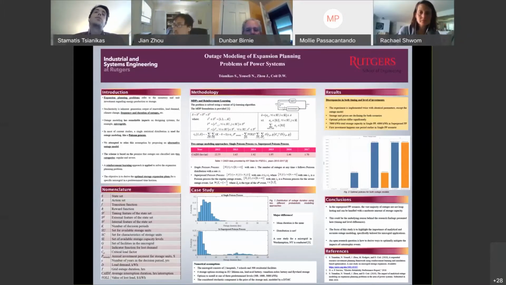So first, let me give you an introduction on what this problem is about. Expansion planning problems refer to the monetary and unit investment regarding energy production and storage. Specifically, we studied the case of a microgrid. So the problem is, given a microgrid, specific facilities that it is required to serve, specific power plants and storage units, what is the optimal plan, the optimal policy that we should follow in order to expand the storage capacity on this microgrid.